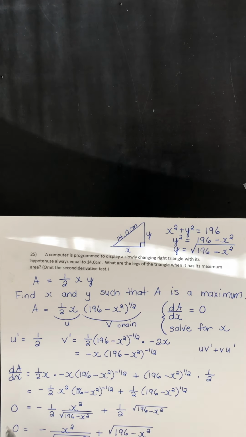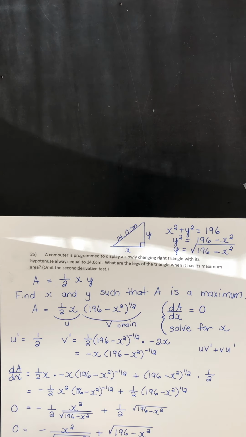Okay, so the first thing I did was I just multiplied these terms by 2. So we don't have -1/2 here anymore, we have -1. And we don't have a 1/2 here anymore, we have +1. And now let's multiply all of the terms by this very denominator. So we're going to multiply all of the terms by the square root of 196 minus x squared.